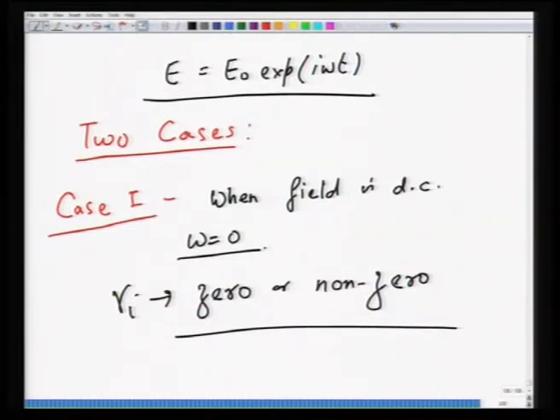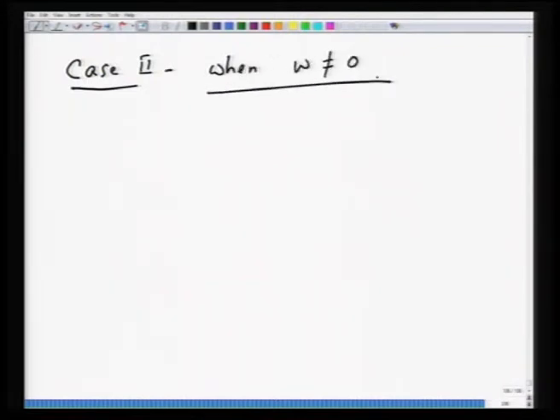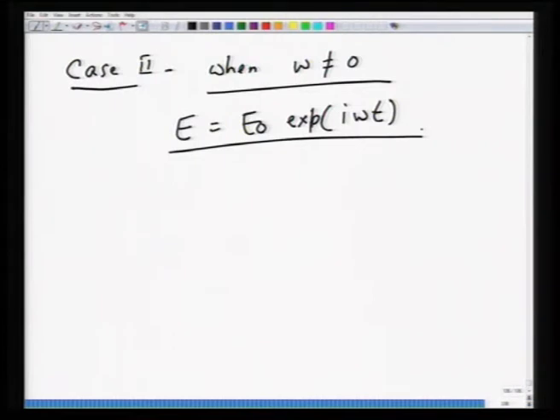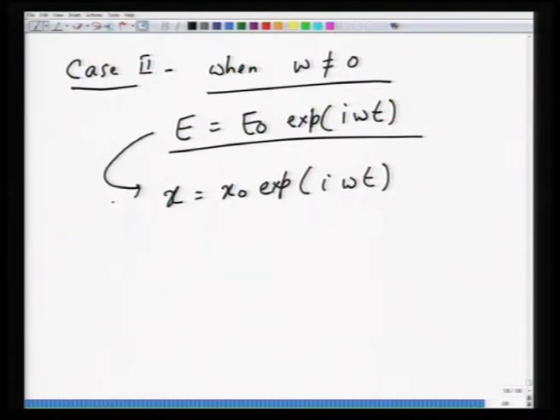The second case is when omega is not equal to 0, which means the field is a sinusoidally varying field, and this, as I said, is E = E naught exponential i omega t. So, what happens when you apply this field? There is going to be some displacement, and let us say this corresponding displacement is x = x naught exponential i omega t. So, this sinusoidally varying field gives rise to a displacement which is also of the same nature.